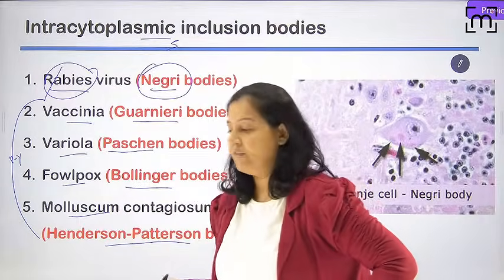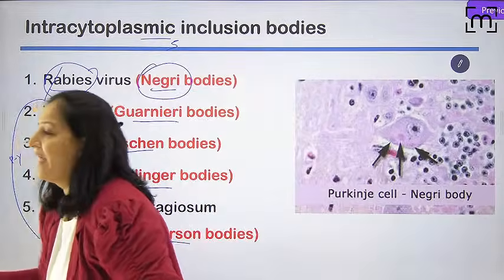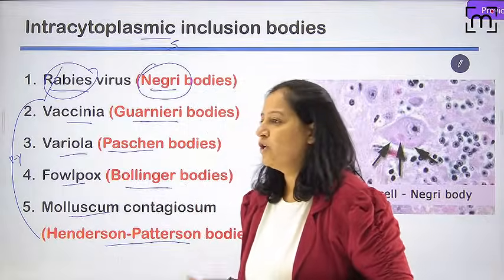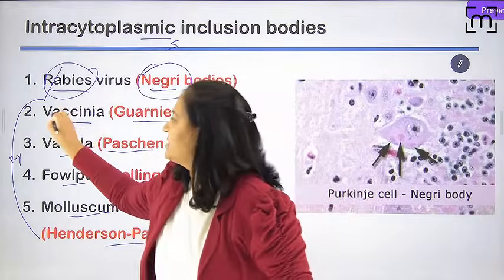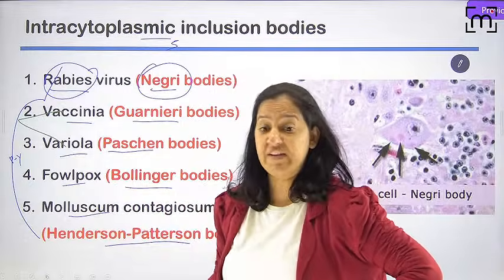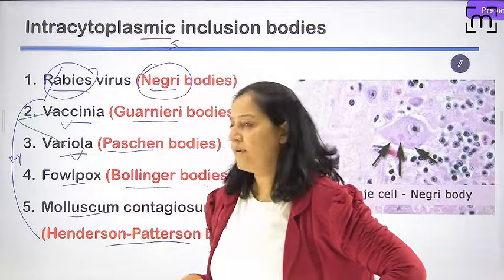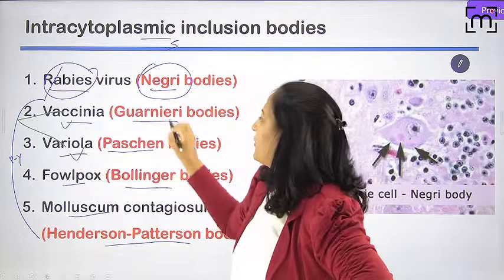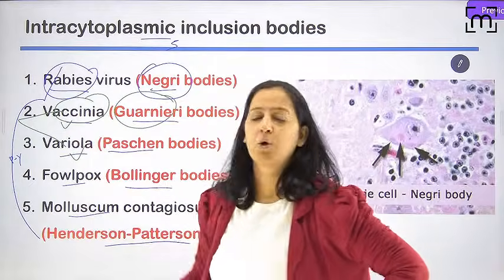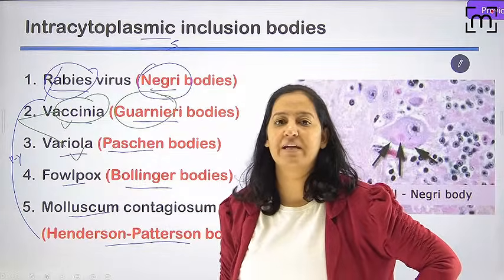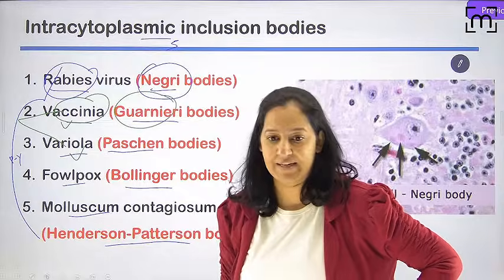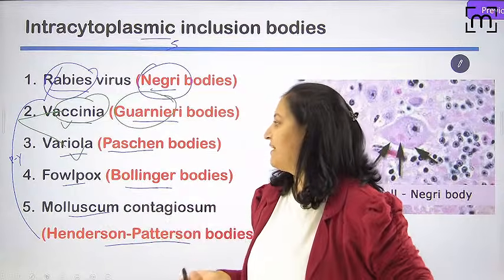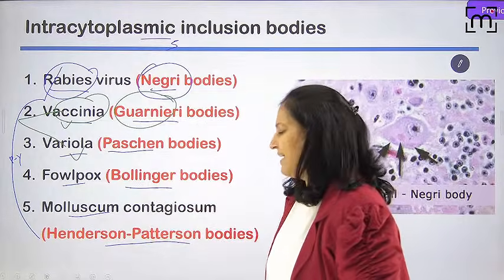Where is the confusion? Whenever there is a confusion, you make a trick there only. You don't try to make a trick everywhere. Confusion is in vaccinia and variola. Both are VV. Here also V, here also V. So I have a mnemonic. Gori had a vaccine. Guarnieri is in vaccinia. You will not forget now. Gori had a vaccine, so Guarnieri is in vaccinia. Done. Remaining are easy. I guess you can learn them.